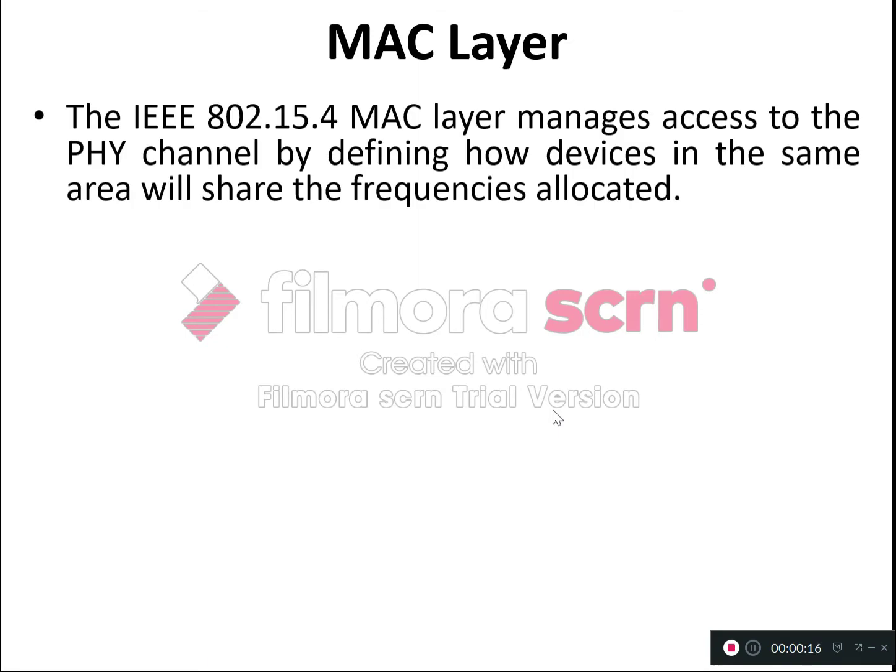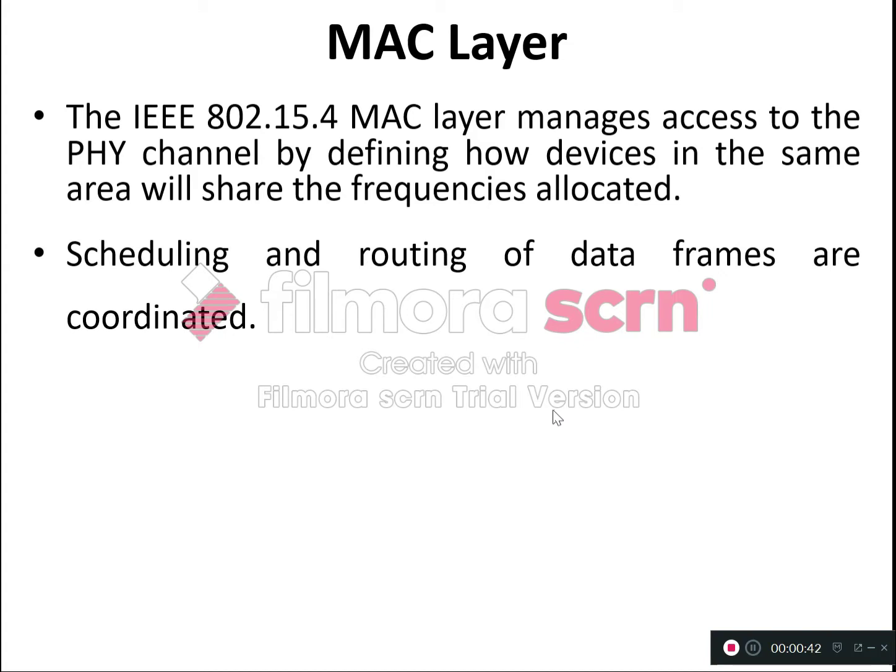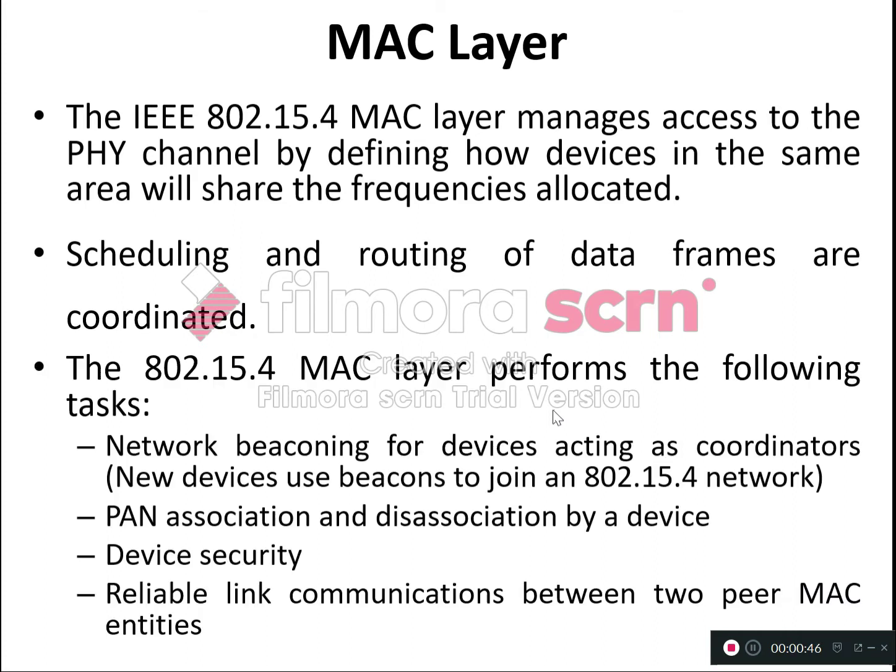The IEEE 802.15.4 MAC layer manages access to the 5 channel by defining how devices in the same area will share the frequencies allocated. The devices appearing in the same area, how they will share the frequencies allocated by the 802.15.4 MAC, will be managed by the MAC layer. Scheduling and routing of data frames are coordinated.